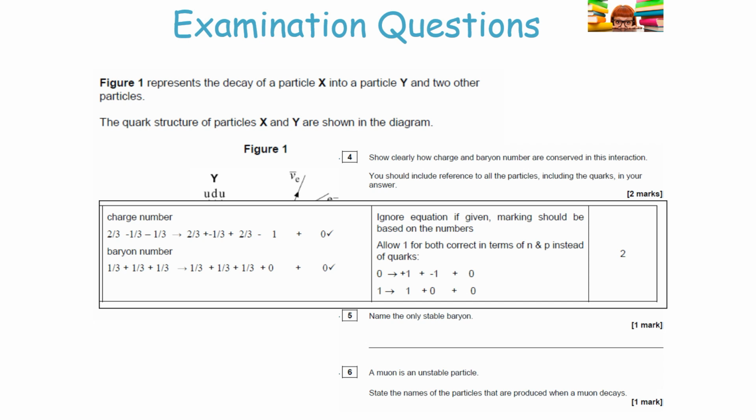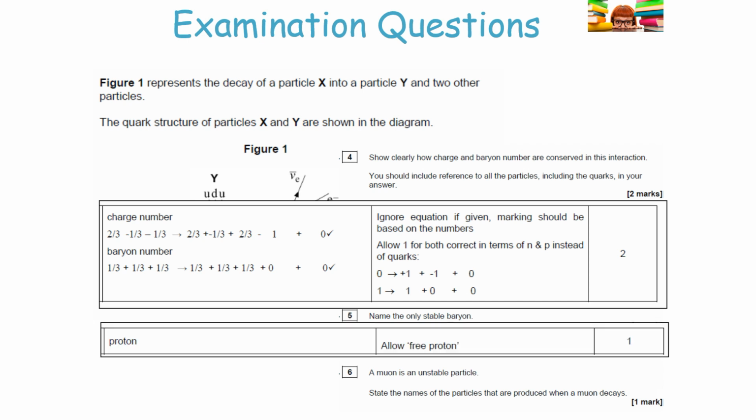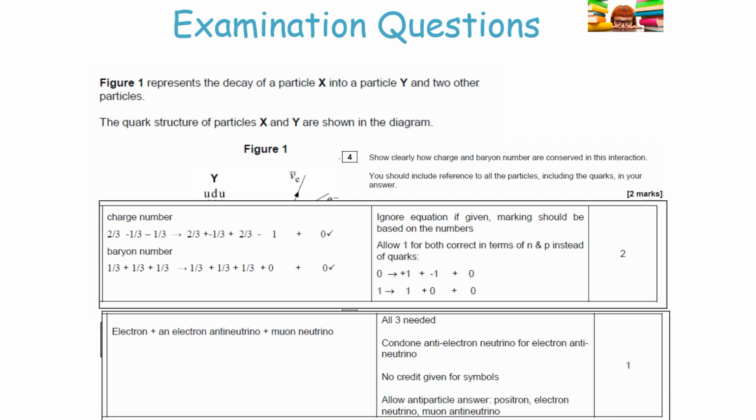The next one is just a fact you've got to learn, which is the proton is the only stable baryon because it's the smallest mass. Then finally the muon is a lepton, so it will decay into an electron because that's a much smaller mass than the muon, but also because you've produced an electron, you'll also produce an antineutrino as well to conserve the lepton number in the actual decay process.